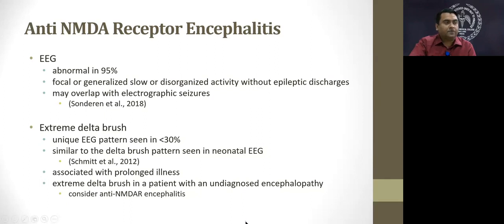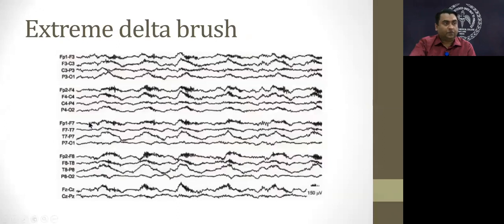A typical pattern that is found in these patients, if at all, would be what is referred to as an extreme delta brush, which is found in about a third. It gets its name from a delta brush pattern, which is seen in neonatal EEGs. And this may be associated usually, or more so, with prolonged illness. And if it's an undiagnosed case of encephalopathy and you get a finding of an extreme delta brush on the EEG, one of the things you definitely consider here is NMDA encephalitis. What is it? It is a generalized slow wave pattern, a delta in the background with areas of fast activity, which is usually beta or faster.